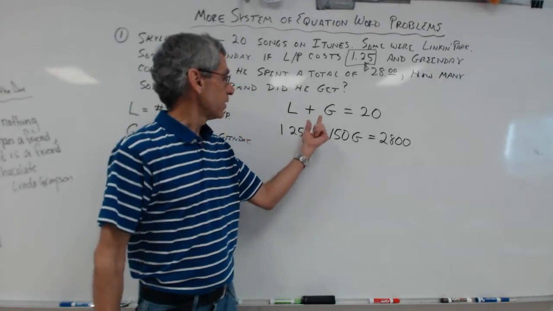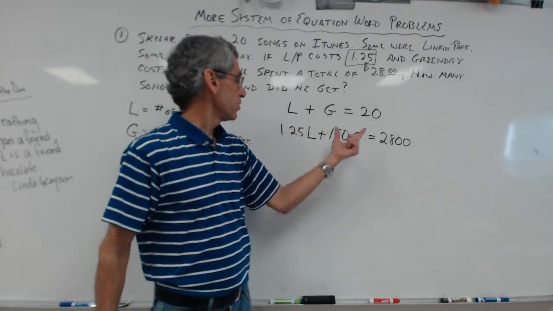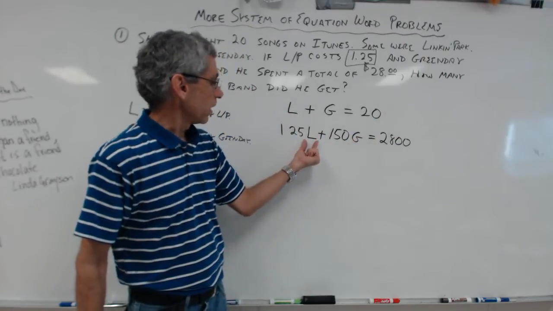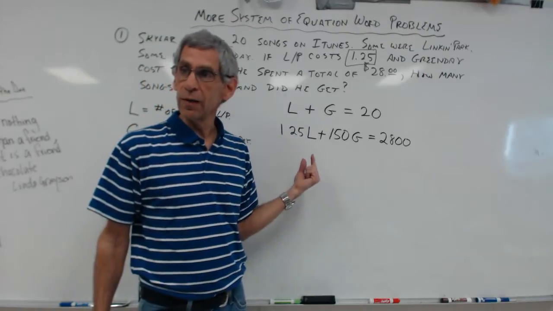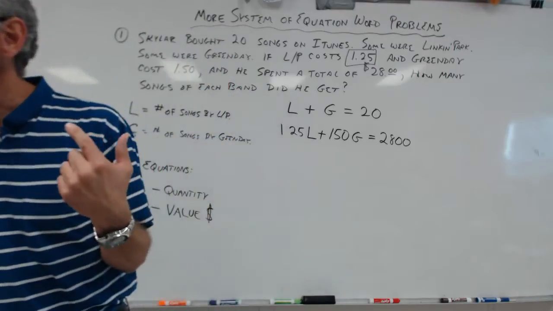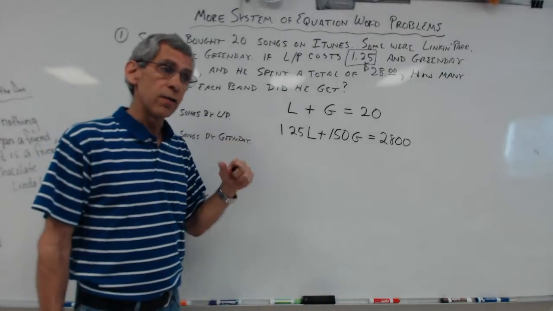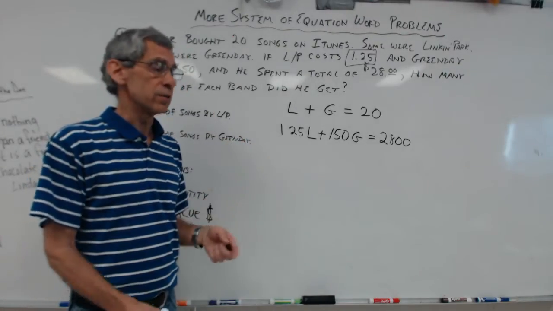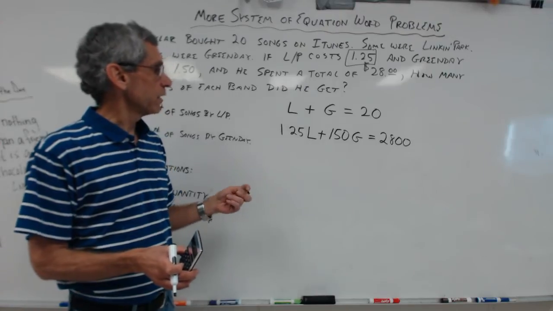Yeah, now it would be really easy to do this with the substitution method, right? If I subtracted the G from both sides, then I had L is equal to 20 minus G, and so in place of the L, I put 20 minus G, and I just did the distributive property. That's one way you could do it. Another way would be systems of equations. I'd probably do systems of equations, but either way is fine.